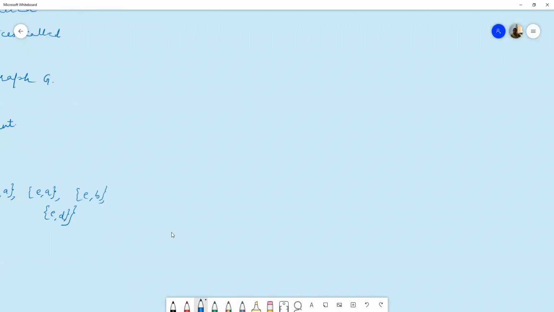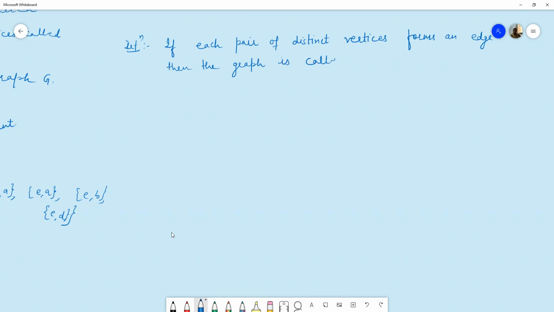So we define complete graph: if each pair of distinct vertices form an edge, then the graph is said to be complete. So we can say in a complete graph, every vertex is adjacent to every other vertex.